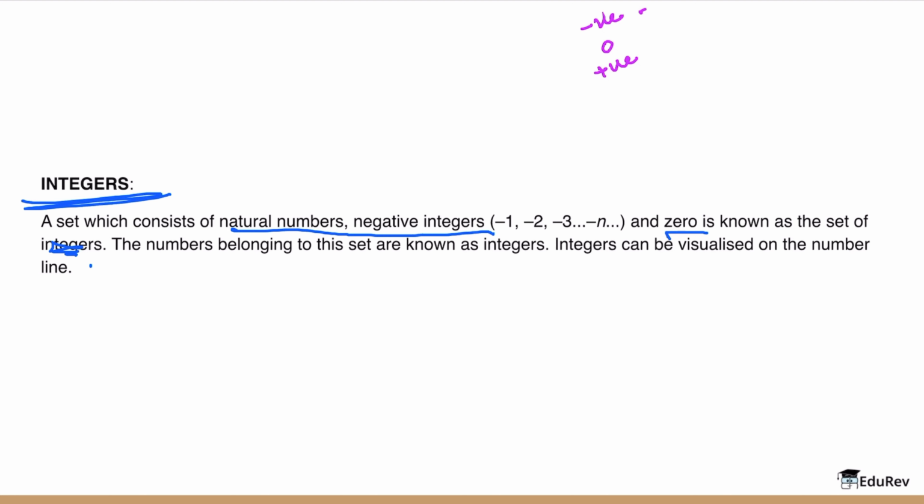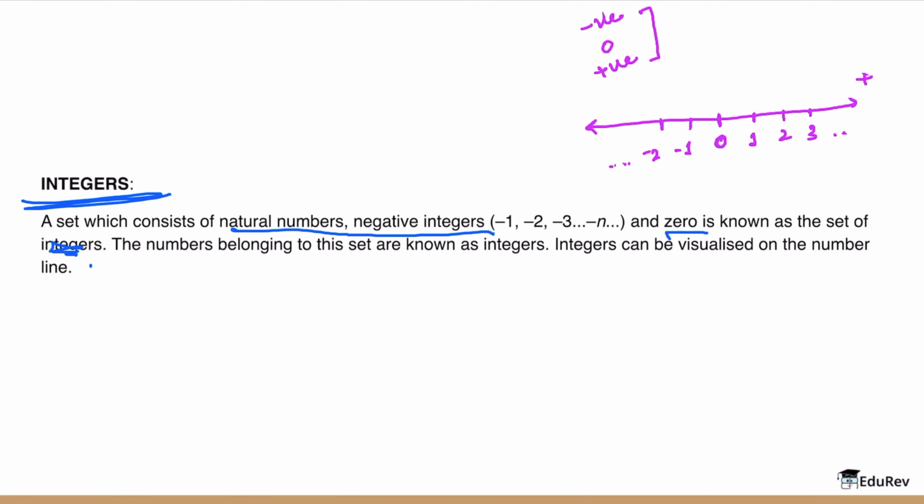Okay, so all these things when combined, they form your integers. That means what? When I draw your number line, on your number line there is going to be 0, there are going to be your positive numbers and then there are going to be your negative numbers as well. So all these numbers are what?